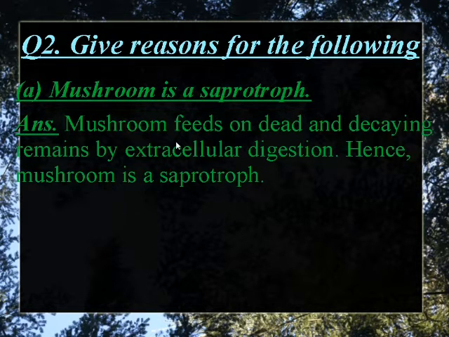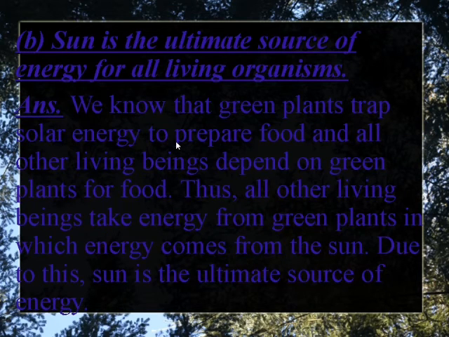And our next point is, sun is the unlimited source of energy for all living organisms. We know that green plants trap solar energy to prepare food, and all other living beings depend on green plants for food. Thus, all other living beings take energy from green plants, which energy comes from the sun. Due to this, sun is the ultimate source of energy.